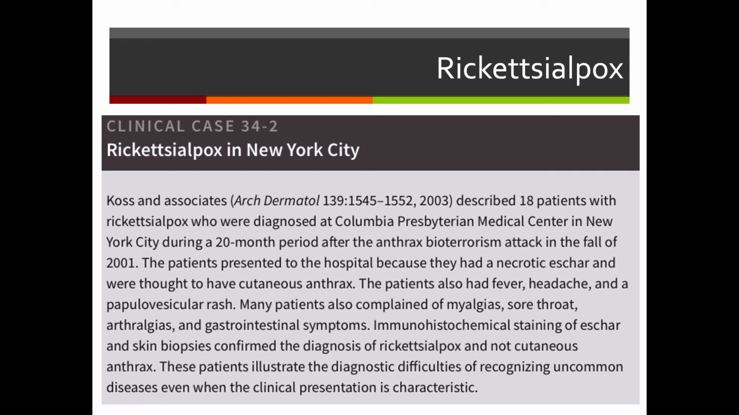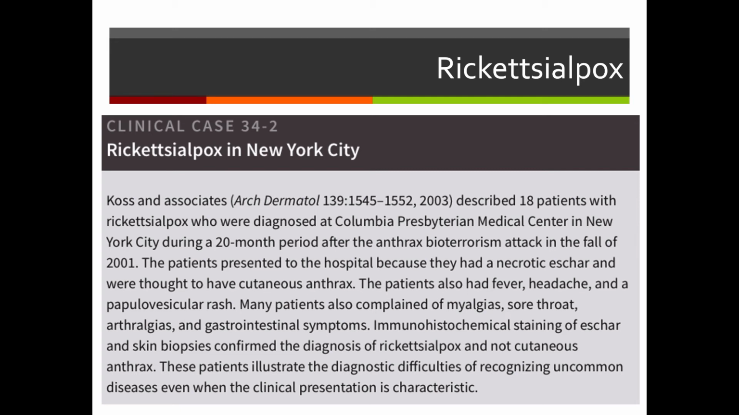18 patients were diagnosed in New York City during a 20-month period after the anthrax bioterrorism attack in the fall of 2001. So again, the paranoia was high. Patients presented to the hospital because they had a necrotic eschar and were thought to have cutaneous anthrax. They had fever, headache, rash. They complained of muscle pain, sore throat, joint pain, and GI symptoms. Staining of the eschar and skin biopsies confirmed rickettsial pox, not cutaneous anthrax.